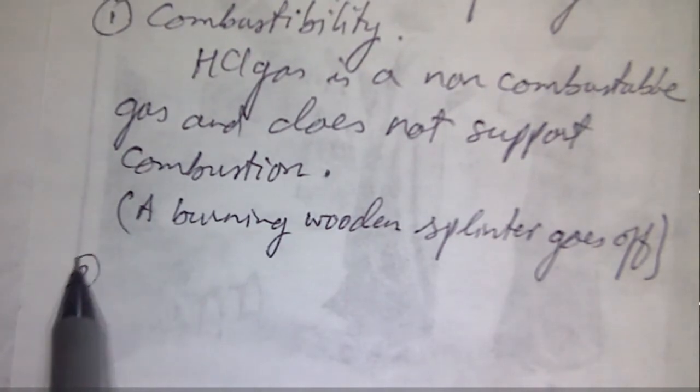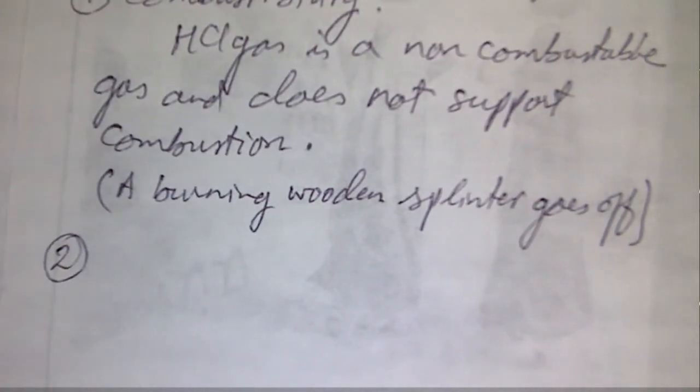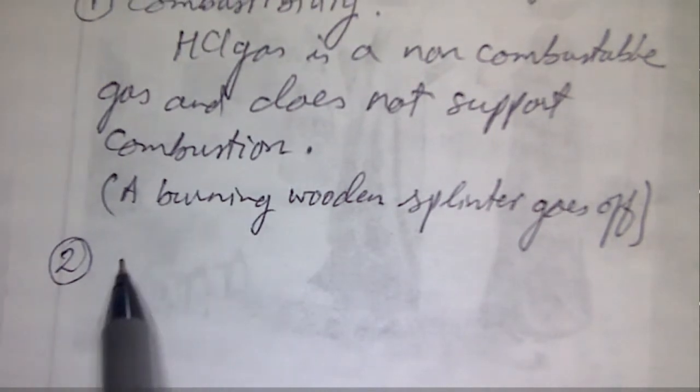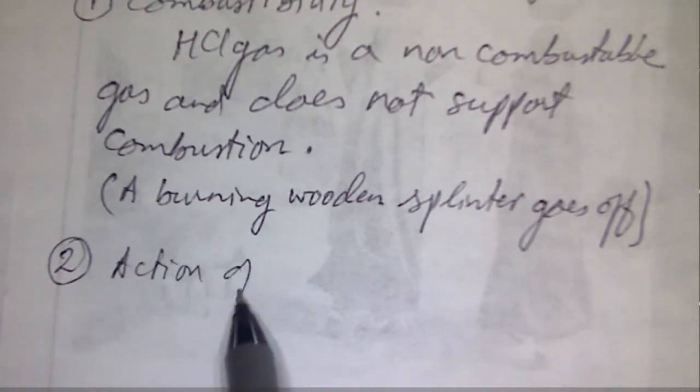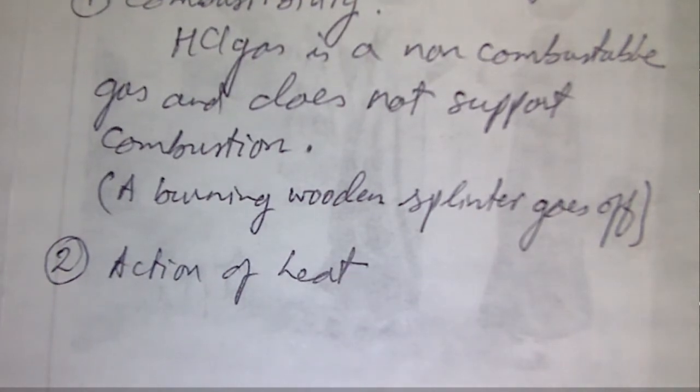The second thing is, what about heating it? Action of heat. I'm taking HCl gas and I'm heating it. If I heat it up to 500 degrees Celsius, there will be no change at all. It is stable up to 500 degrees Celsius. But when I go above 500, the gas decomposes, dissociates, and breaks up into hydrogen and chlorine.